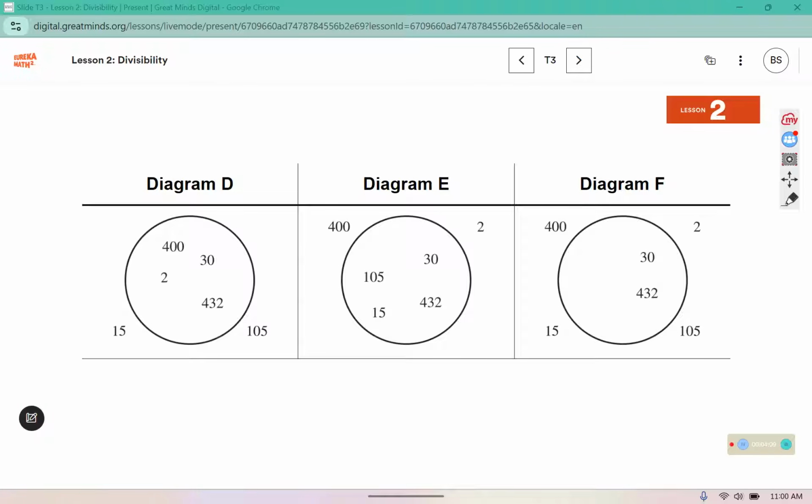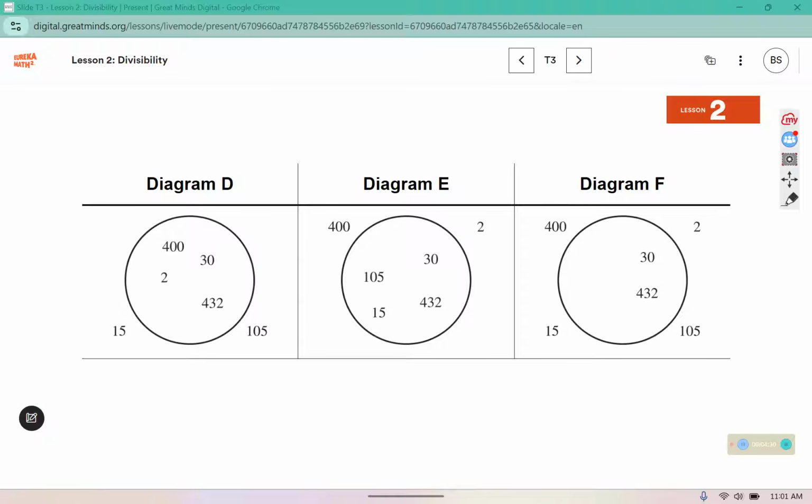Here I have diagrams D, E, and F. I see they're all even in diagram D, but that's not the case in E. And some evens are outside on diagram F. Why do we think 432 shows up in all of them?